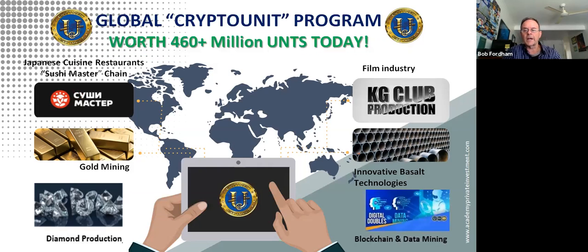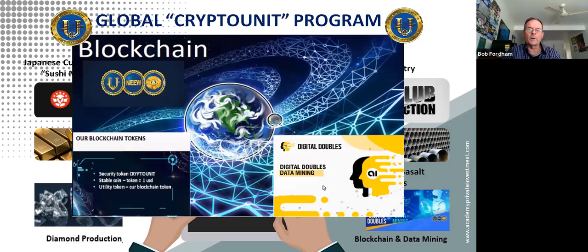We have also created our own blockchain, where we will see the security token CryptoUnit, our stable coin, and the utility token being created. The blockchain is the future of money. Just like bank cards and cash were introduced hundreds of years ago, the blockchain is now a phenomenon which is taking over the internet in the way that companies and governments around the world do their business.